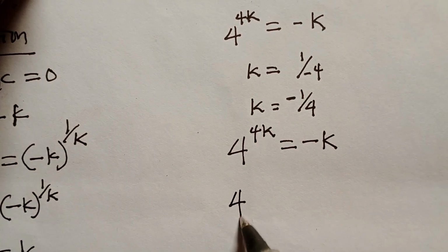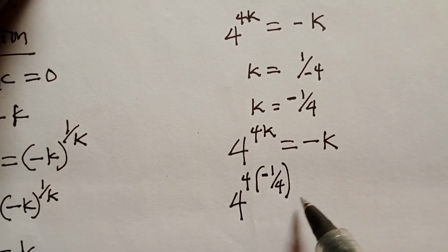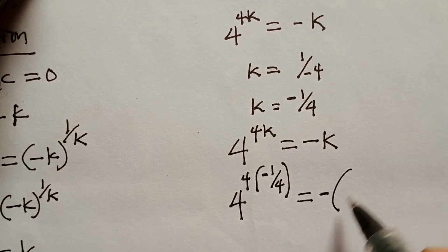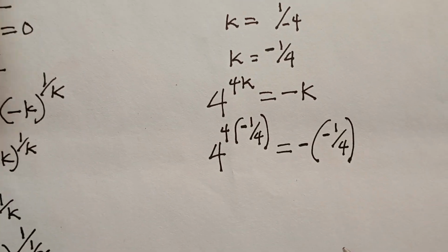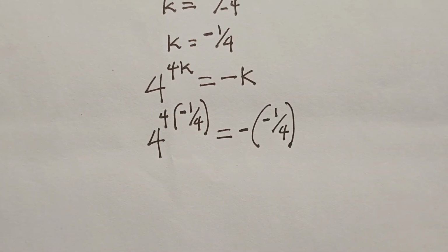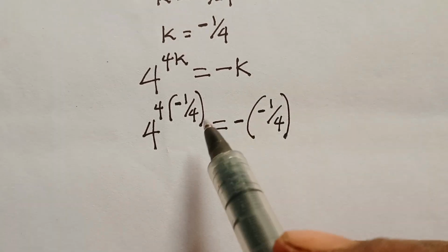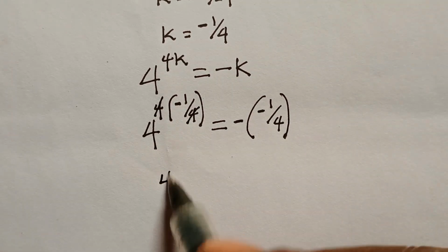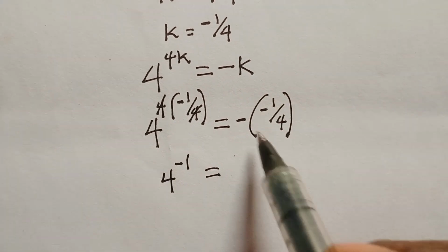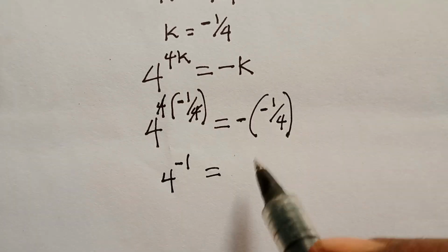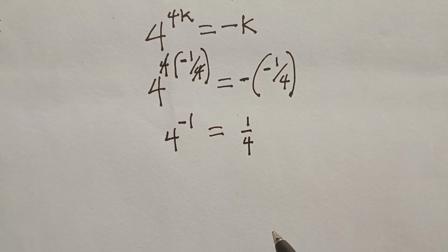So now we have 4 raised to power 4 times bracket minus 1 over 4, equal to minus bracket minus 1 over 4. Once we solve this out, we will be able to say if our left hand side is equal to our right hand side. So the 4 here and the 4 here cancel, and we have 4 raised to power minus 1 equal to, minus multiplied by minus gives us plus. Then we are left with 1 over 4 on our right hand side.